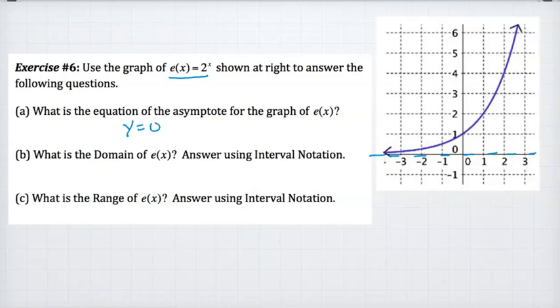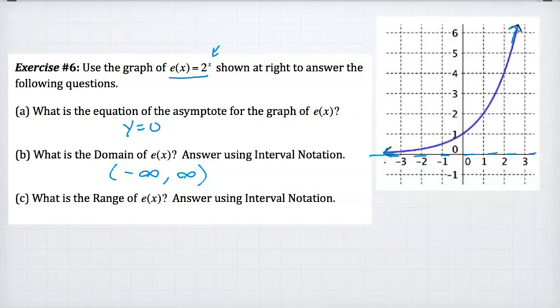The domain of e of x, there is no number that I cannot put in an exponent. I can raise 2 to the negative numbers, I can raise 2 to the positive numbers, I can raise 2 to the square root of 2 if I want to. There's no restriction on this, and you can see that in this graph, how the arrows go all the way that way and all the way that way. So I don't have any problems in my domain. So my domain is negative infinity to infinity.